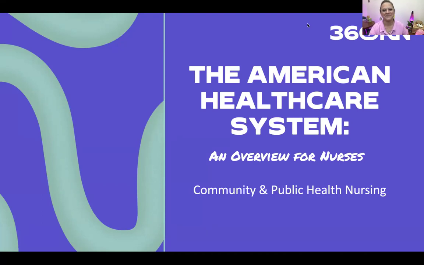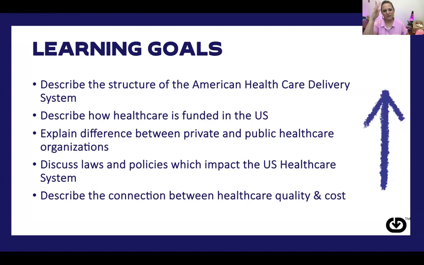Let's get into it. So we've got 1, 2, 3, 4, 5 learning goals for today's lecture. We're going to describe the structure of the American healthcare system. We're going to describe how healthcare is funded in the US. Money makes the world go round, right? We're going to explain the difference between public and private healthcare organizations. We're going to discuss laws and policies which impact the US healthcare system. And finally, describe the connection between healthcare quality and cost.